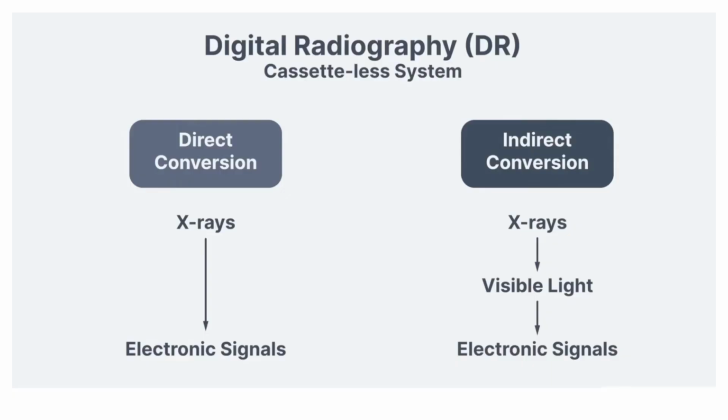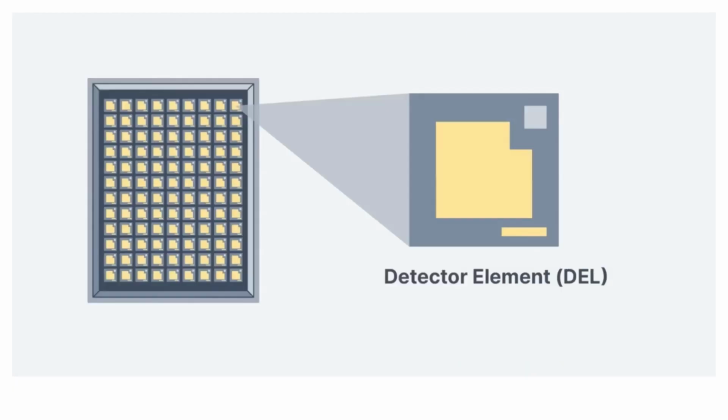Then we have digital radiography. This is a cassetteless system. There's direct conversion, where the X-rays go straight from X-rays to electronic signals. And then we have indirect conversion, where X-rays are first turned into visible light, and then that visible light is turned into an electronic signal. These systems use something called detector elements, DELs. And you can see that these detector elements are arranged in what's called a matrix, a series of columns and rows.